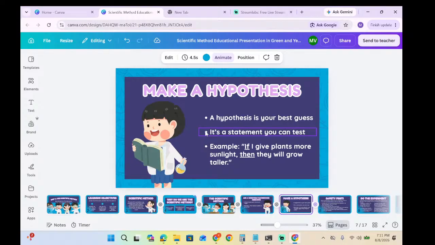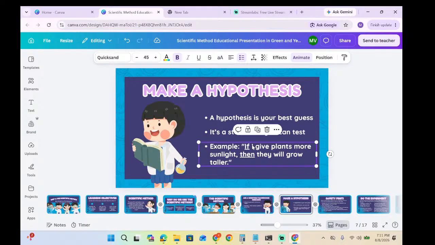Basically, to make it a hypothesis, it's an if and then statement. The if is what you're going to change. It's like, if I do this, then something will happen. So it always has to have an if and then.